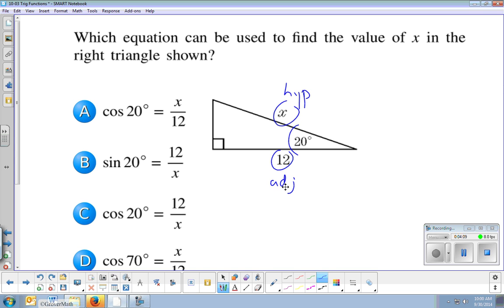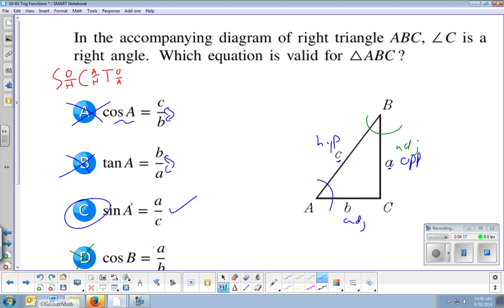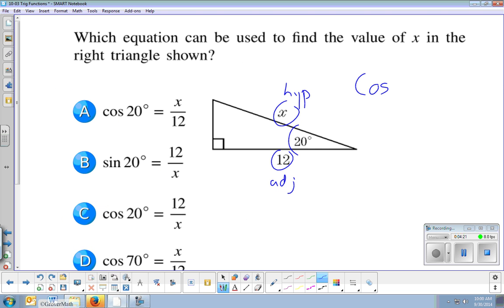Adjacent and hypotenuse, that would be cosine. And cosine of the angle, like sine A, that's sine of angle A, because you always go function, angle. So cosine of this angle, instead of calling it a letter like A, they're giving me a measurement of 20. So cosine of the 20-degree angle equals adjacent over hypotenuse, which would be 12 over x.